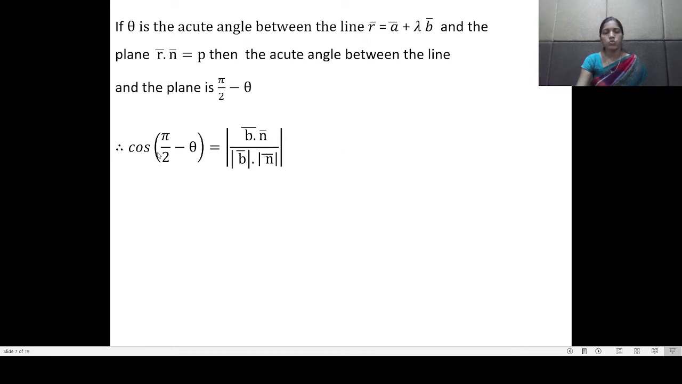Here we use the allied angle formulae. We know that pi by 2 lies on the y-axis, and trigonometric functions change on the y-axis. So cos of pi by 2 minus theta is sin theta, and sin theta is equal to the magnitude of b bar dot n bar divided by magnitude of b bar times magnitude of n bar.